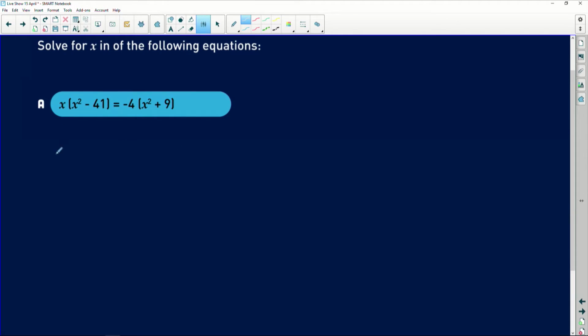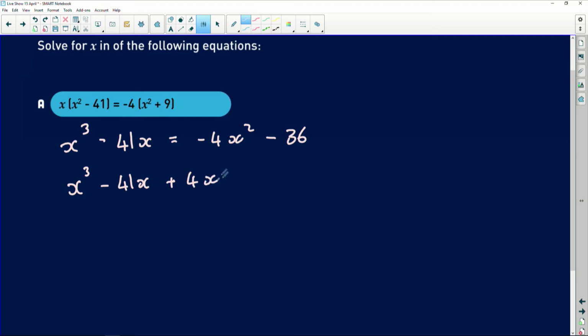Okay, so in the first equation, it says here x into x squared minus 41 is equal to negative 4 into x squared plus 9. So the first thing we're going to do is multiply out our bracket. So we're going to be left with x cubed minus 41x is equal to negative 4x squared, and negative 4 times 9 is then going to be equal to negative 36. If we take all our terms over to the one side of the equation, we're left with x cubed minus 41x plus 4x squared plus 36 is equal to 0.